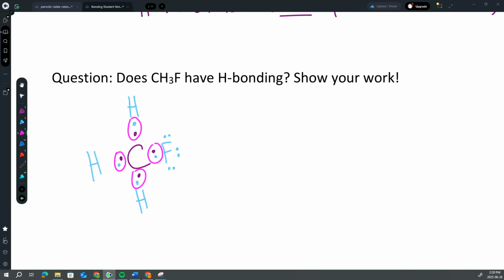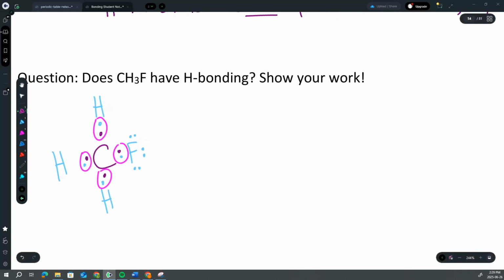Whatever you do when you're drawing your Lewis dot diagrams, never leave a bonding electron by itself. They always pair up. If you have a bonding electron that's not paired up in your Lewis dot diagram, you've done something wrong. So let's move on to the structural diagram.